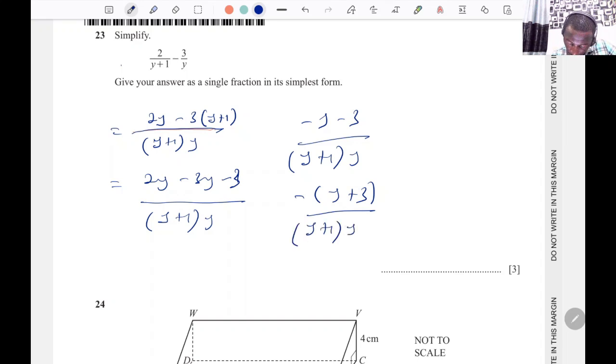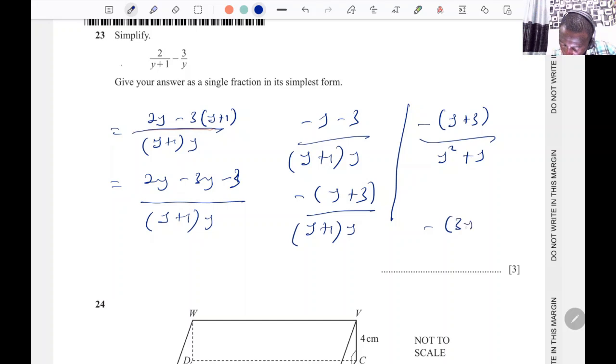So that is my answer for this equation. I can have 1 minus y plus 3 all over y plus 1. You say, okay, single fraction. The question wanted us to put it in single fraction, so we can remove this. At this point, I'll have minus in bracket y plus 3 all over y times y, which gives us y square, then plus y. So my answer is now minus in bracket y plus 3 all over y square plus y.